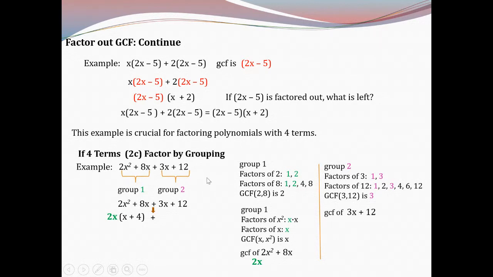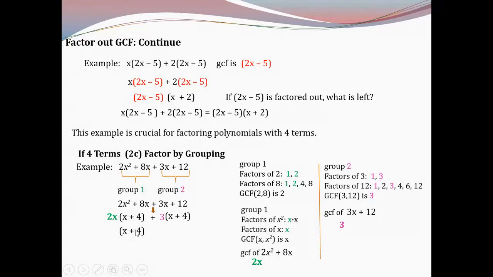Now, here, guys, both of these last two terms don't have an x. This one has an x, but not the 12. So they don't have any variables in common. So the GCF of 3x plus 4 is going to be 3. Right? So what's left? X plus 4.